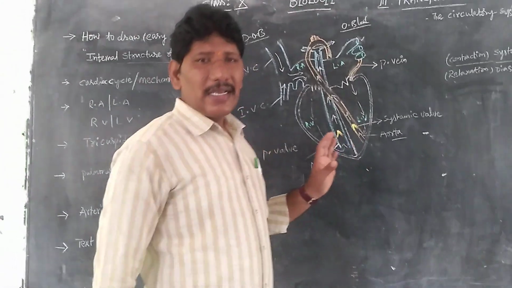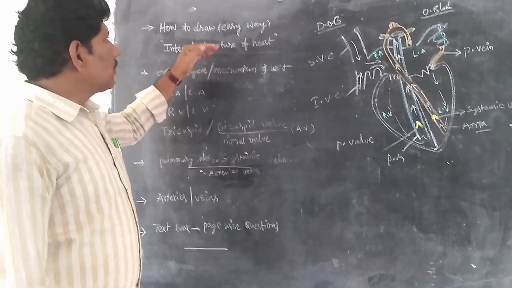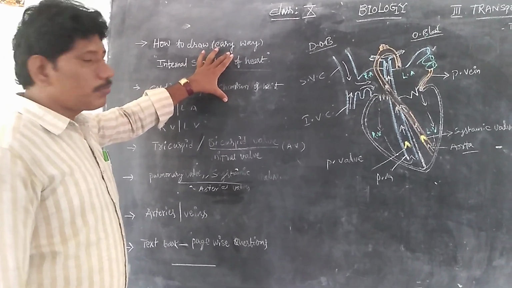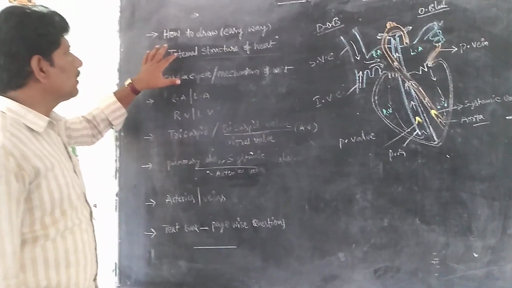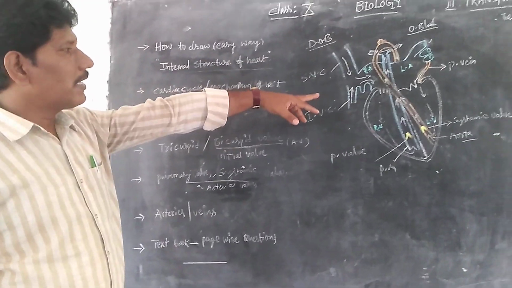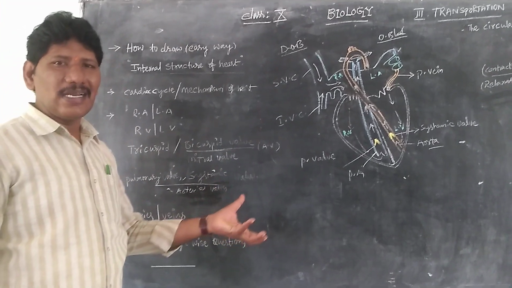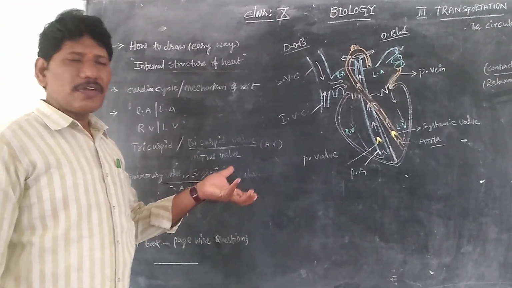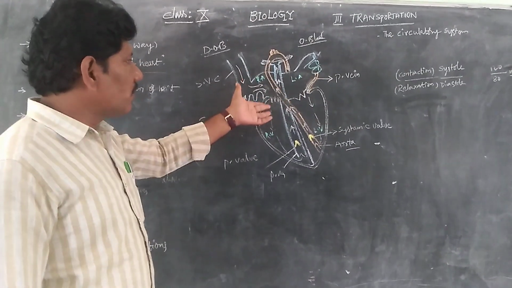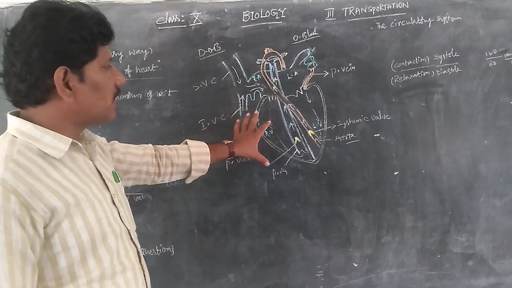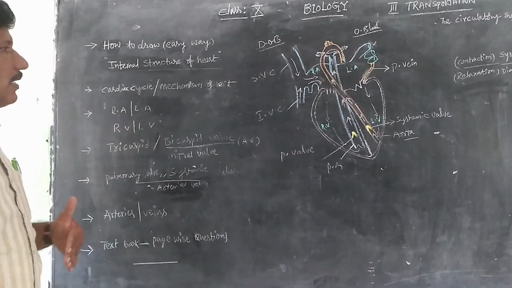So today, especially, we are going to concentrate on today's objectives. Today I would like to explain how to draw the internal structure of the heart in an easy manner, for better understanding and easy learning, for conceptual understanding of the cardiac cycle as well as the internal structure of the heart. How to draw the picture in an easy way, that is the objective of today's video.